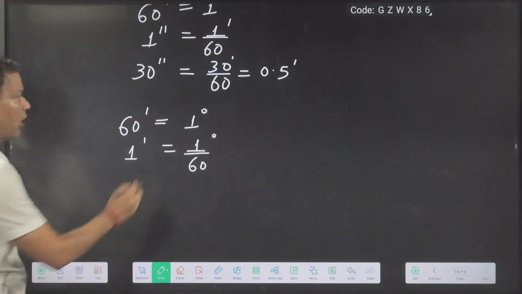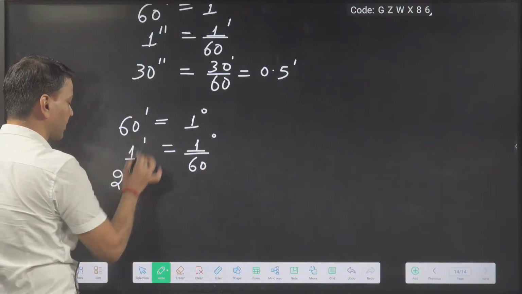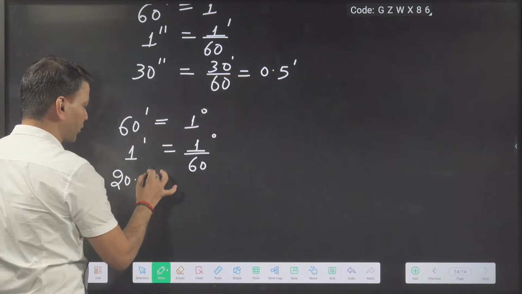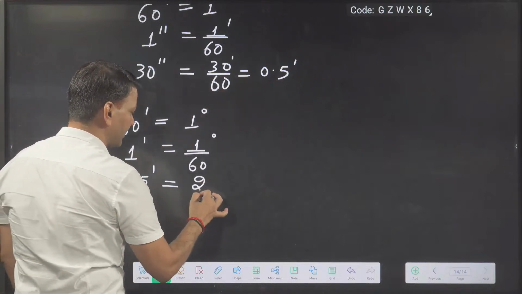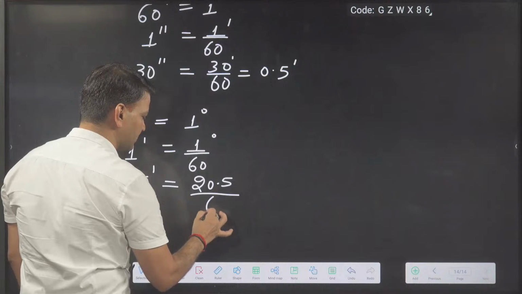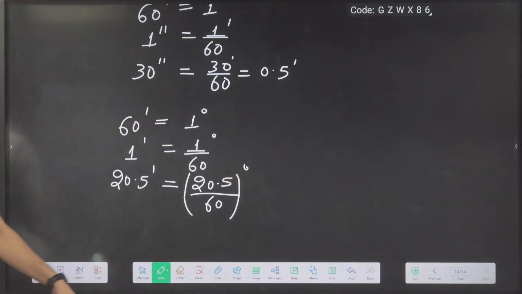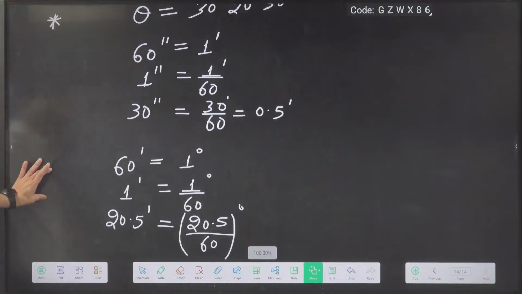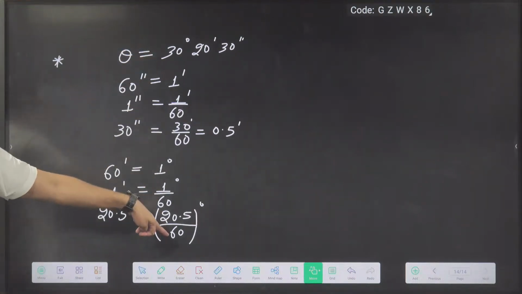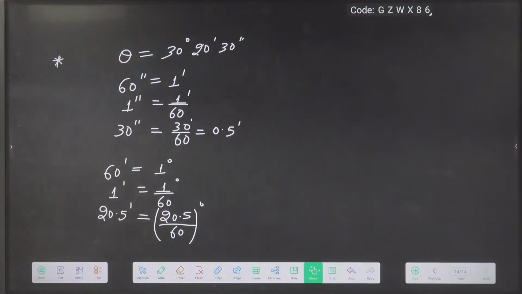Okay. Then how many minutes do we have? 20 is given and this 0.5. So 20.5 minutes is equal to what? 20.5 by 60 gives degrees. Now you get this degree, and 30 degrees is already given. Then what is the total degree? 30 degrees plus this, you will add, so you will get the total degree.